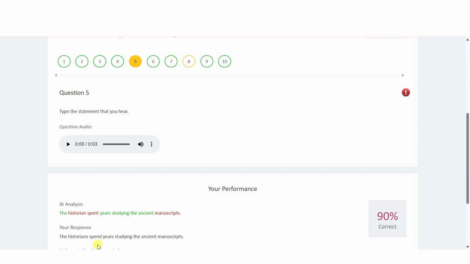The historians spent years studying the ancient manuscripts. SCRIPTS. So see the typo here. I knew the spelling S-C-R-I, but while typing what I have written was I-R. So a mistake is a mistake. Okay, that is a big mistake. I will be losing at least 1 mark.